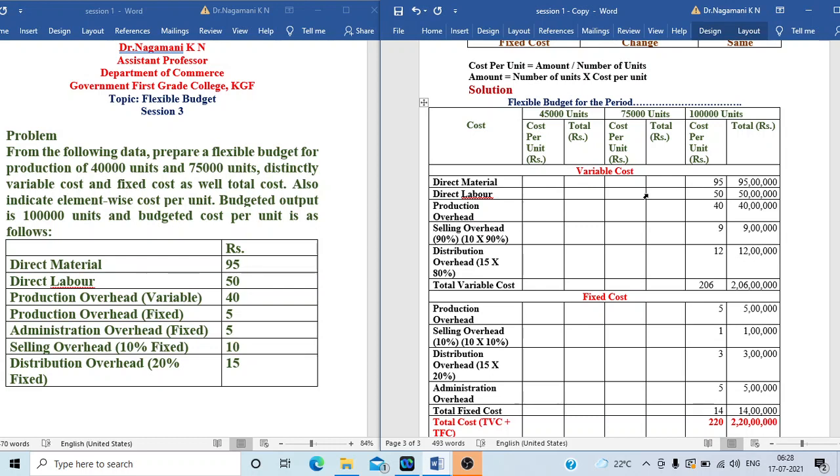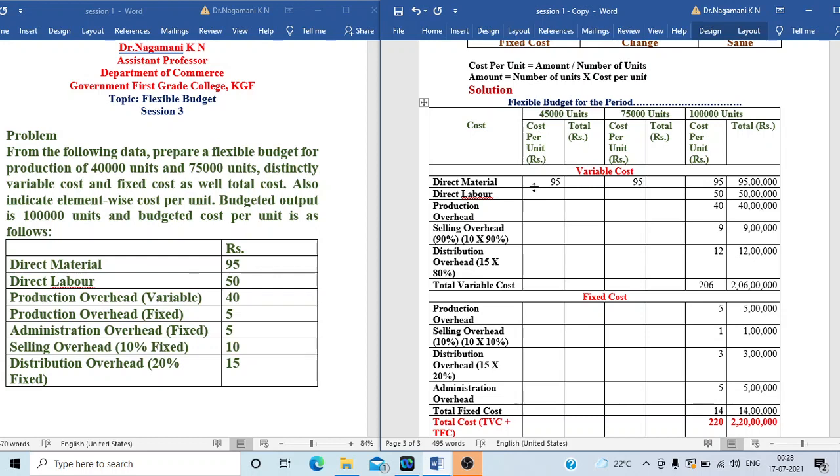Now with the help of this information, we have to prepare the flexible budget for 45,000 units and 75,000 units. First, variable cost for 45,000 and 75,000 units we are going to calculate. I told variable cost per unit will remain same if the production increases or decreases. For direct material, cost per unit is 95. The same it will come for 45,000 units as well as 75,000 units.